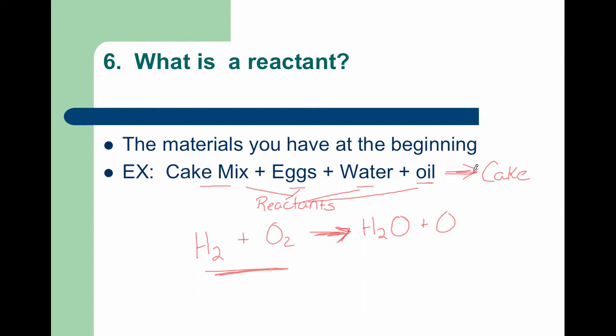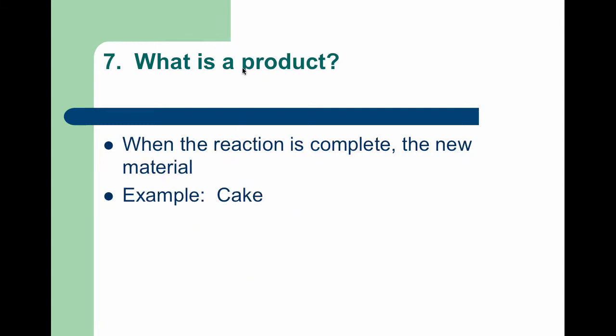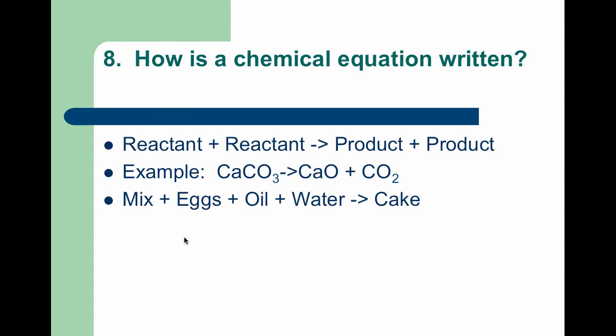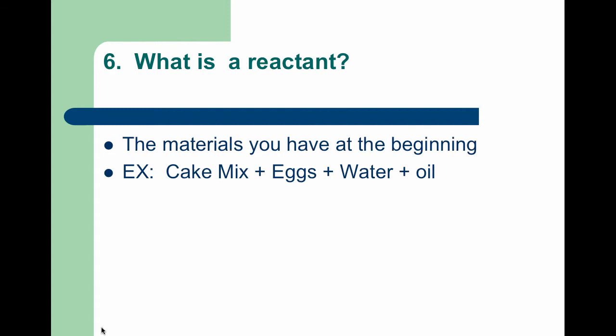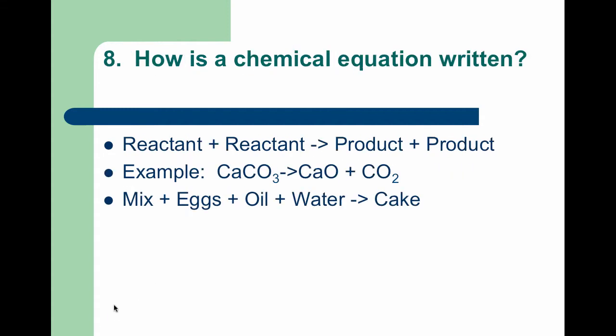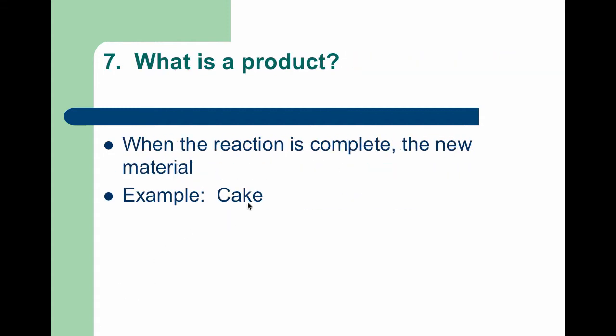The yield sign means I'm going to add energy. So when I put it in the oven and add heat, I'm going to have cake. So the product is what happens when the chemical reaction is complete. If I add the cake mix, the eggs, the water, and the oil, then I'm going to get cake.